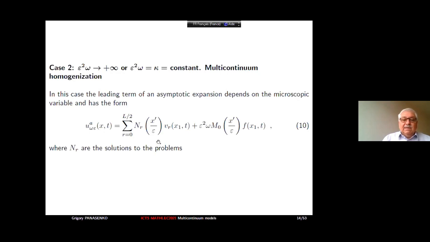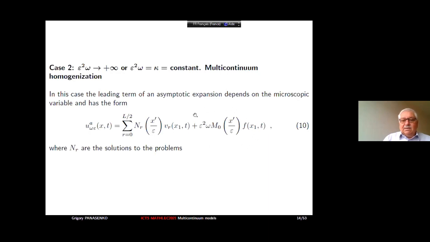So here you see the functions Vr, depending on x1 and t, and the number of these functions Vr, that is L over 2 plus 1, corresponds to the number of stiff and heavy layers. The coefficients Nr depend only on the fast variable, and they will be described below.